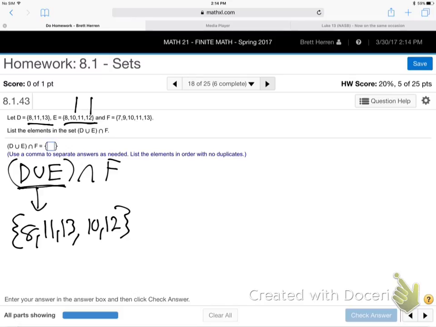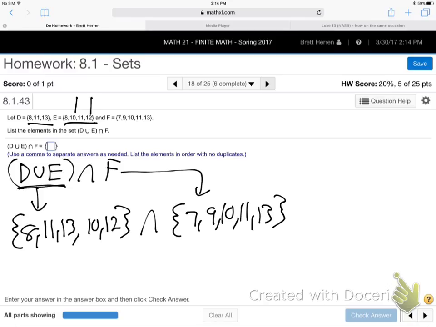We good so far? Now we're going to overlap that with F. I'm just going to write down F here, even though we have it right above there. 7, 9, 10, 11, 13. Okay, now we're taking the overlap, right? That's like who's in both.